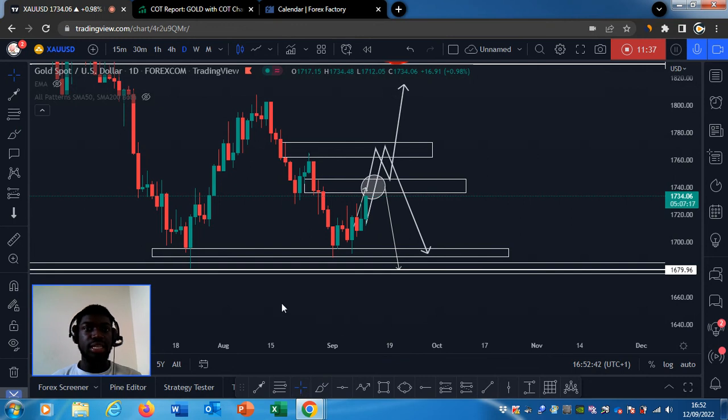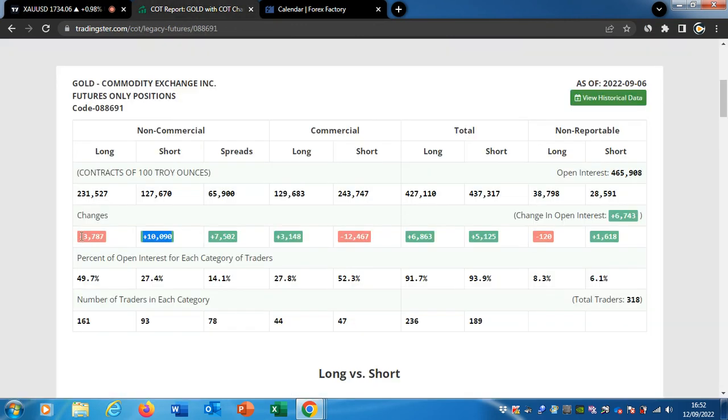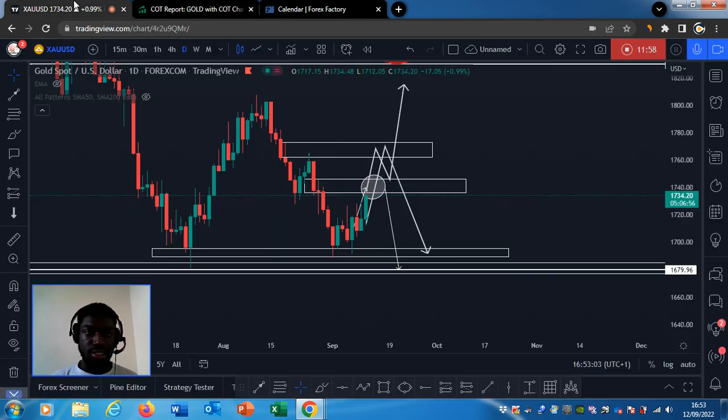As we can see, the COT report shows a 3K closure of longs and 10K of shorts, which means that non-commercials are really shorting gold. However, in the long run, gold is looking bullish. But in terms of day-to-day and weeklies, we are looking at gold being bearish for the market, based on the fundamentals of the COT report.